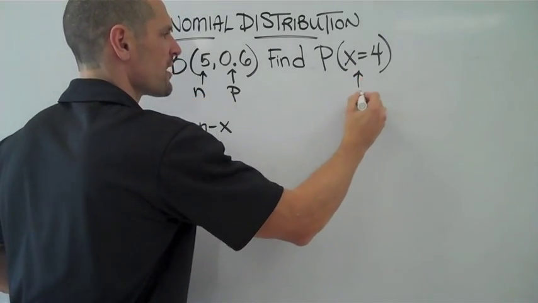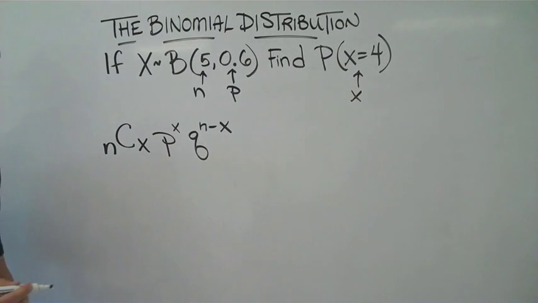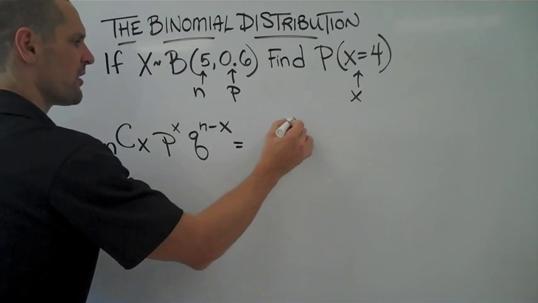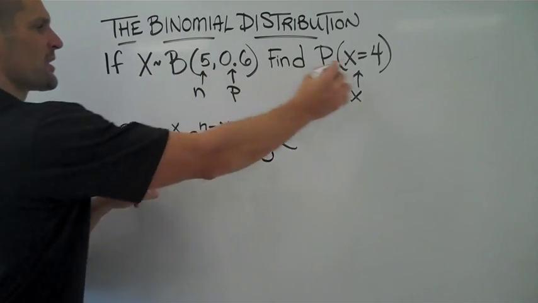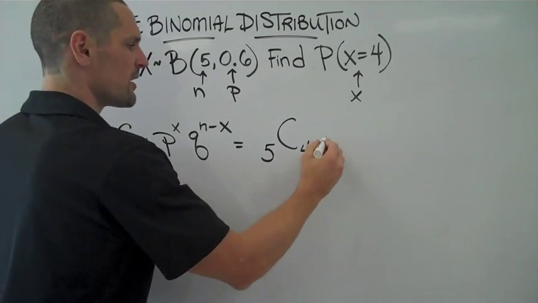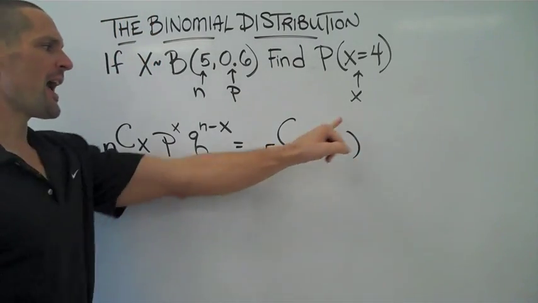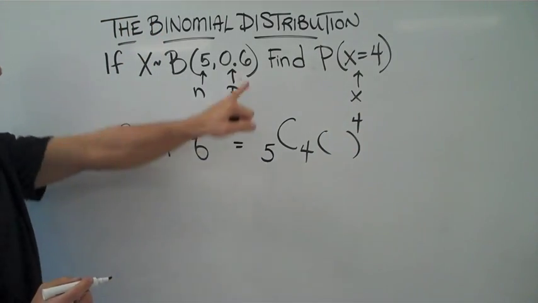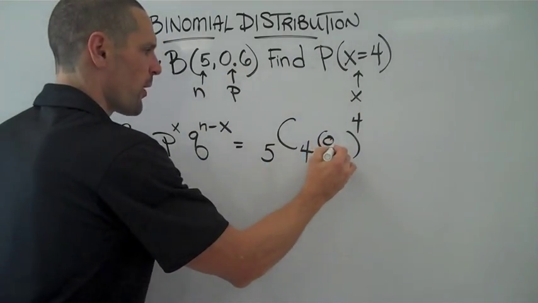X equals 4 is our x. That's the number of successes we want. First, write your formula: nCx p to the x q to the n minus x. Then it's just a matter of plugging and chugging. I know n is 5, I have 5 trials, combination x. Well, I want the number of successes to be 4. Whatever is there is going to go as the exponent. 4 is there, so it's going to go 4, the exponent of my probability of success, 0.6.